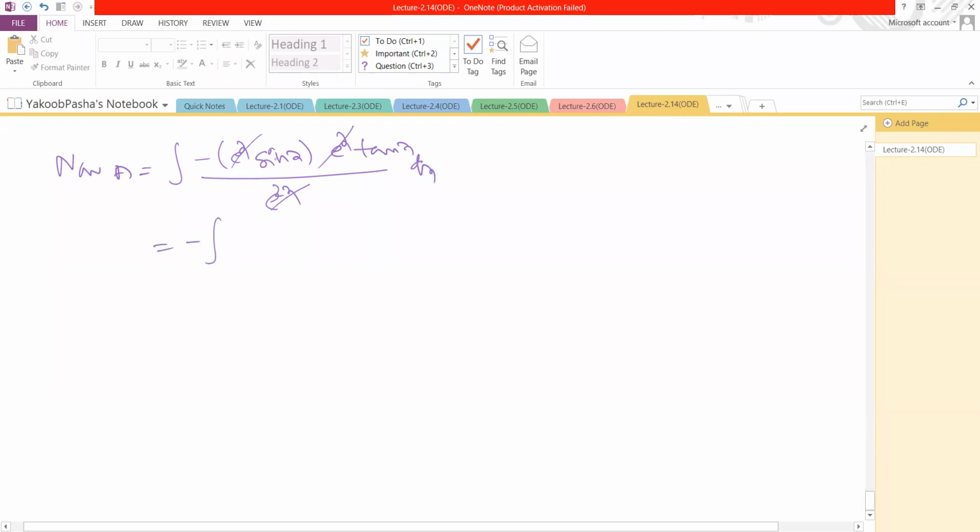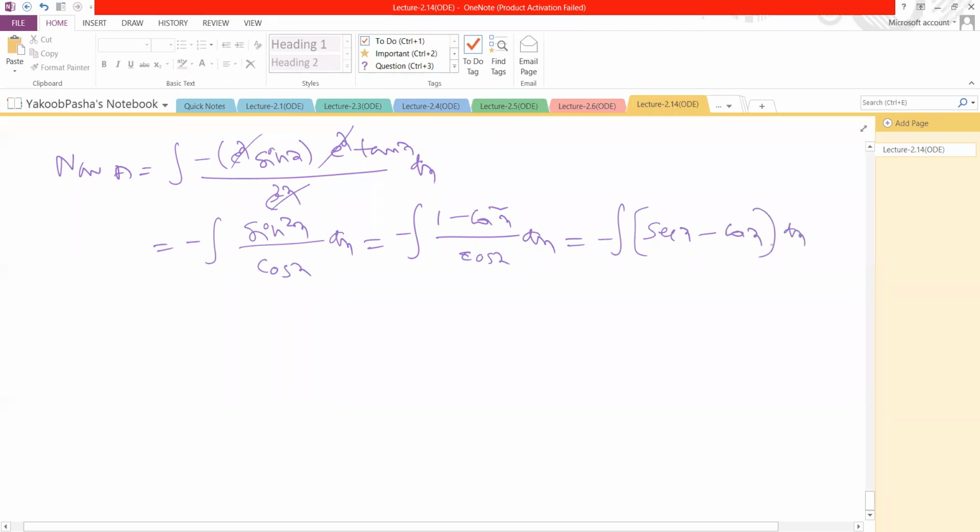integration minus integration. Tan x is sin x by cos x, and we have one more sin x in the numerator. That becomes sin square x by cos x into dx. Sin square x can be written as 1 minus cos square x, and the denominator is cos x. So we can write this as integration of 1 by cos x, which becomes secant x, minus cos square x by cos x, so that is cos x only, into dx.